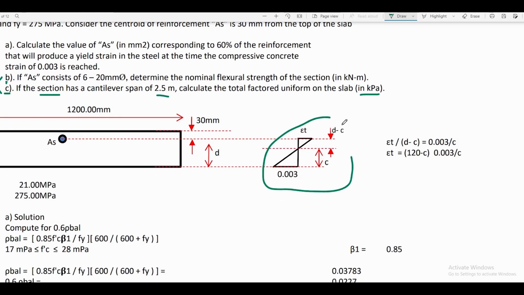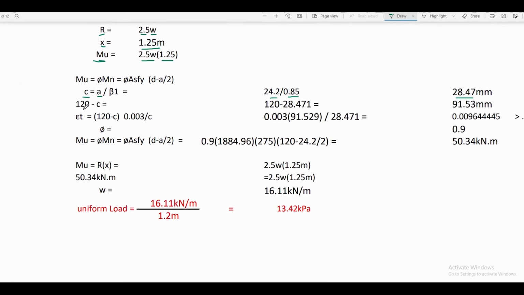And from this strain diagram, we can get the value of strain in tension. By similar triangles, we can derive it from this equation, and that is just equal to 120 minus c multiplied by 0.003 divided by c. If we now calculate 120 minus c in our problem, that is just equal to 91.53 mm. So strain can now be calculated: 120 minus c, that is equal to 91.53, multiplied by 0.003 divided by the value of c, which we have calculated before, that is 28.471. So we have the strain in tension equal to 0.0096.